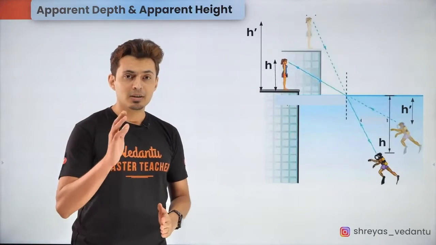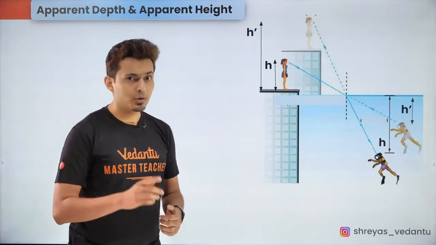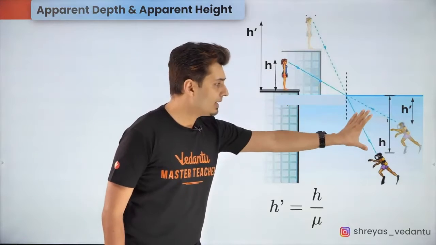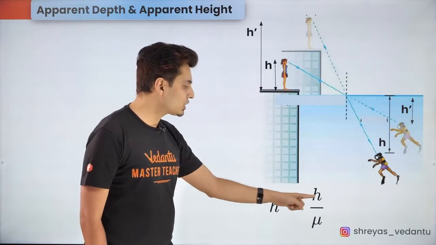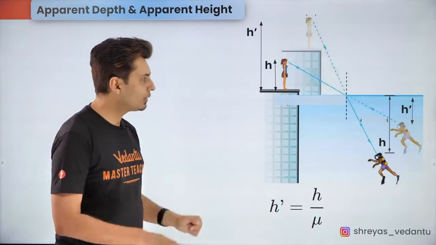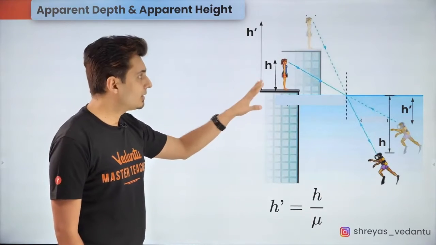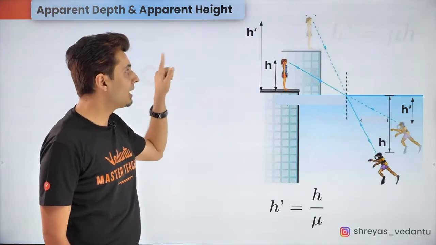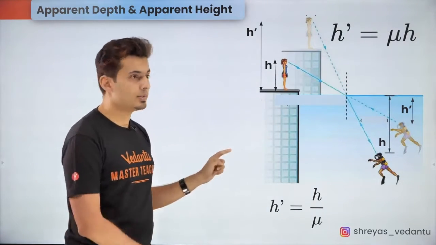Refraction also leads us to believe that the pool is actually shallower than what it actually is. So if you are an observer outside the pool, you will find that the apparent depth is slightly lesser than the actual depth. And the apparent depth is the actual depth divided by mu, where mu is the relative refractive index. But if you are an observer inside the denser medium and you look outside, then you will find that the apparent height is taller than the actual height. And the apparent height is given by mu times the actual height of the object.